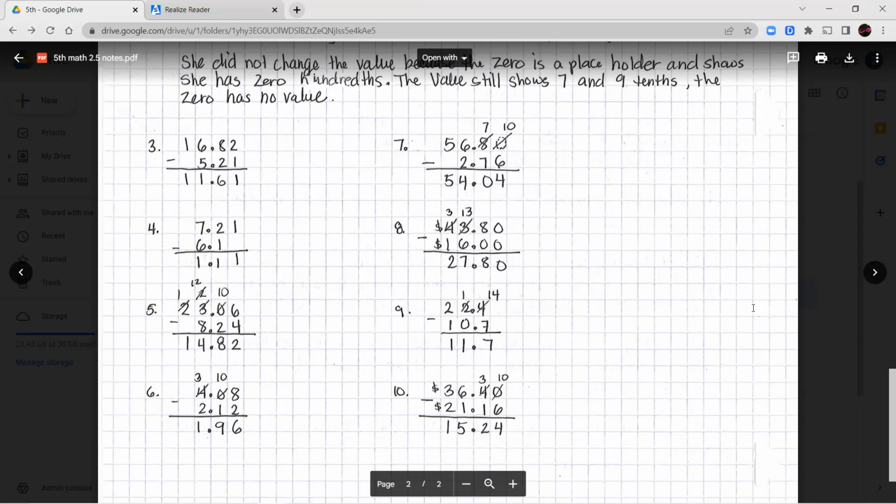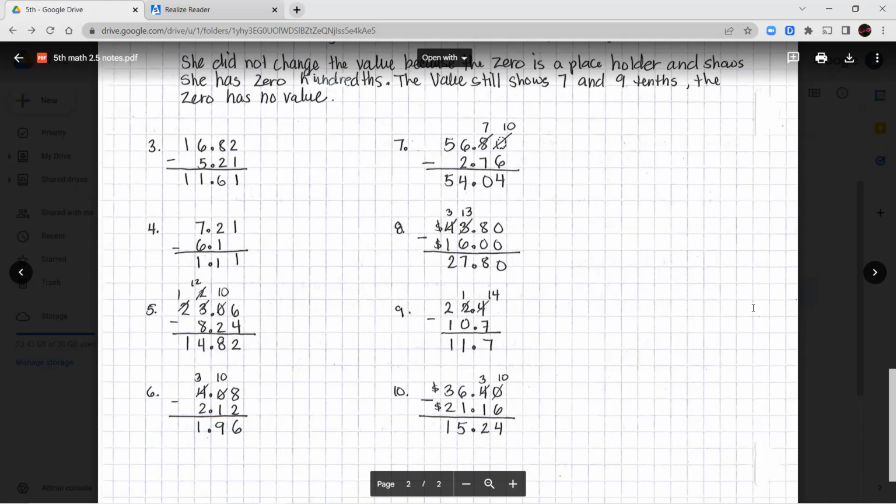So for numbers 3 and 4, you can see that there's no regrouping that we needed to do. It was just straight subtraction, no borrowing. 1 minus nothing is 1. 2 minus 1 is 1. Drop that decimal point. 7 take away 6 is also 1. So the difference of 7 and 21 hundredths and 6 tenths is 1 and 11 hundredths.